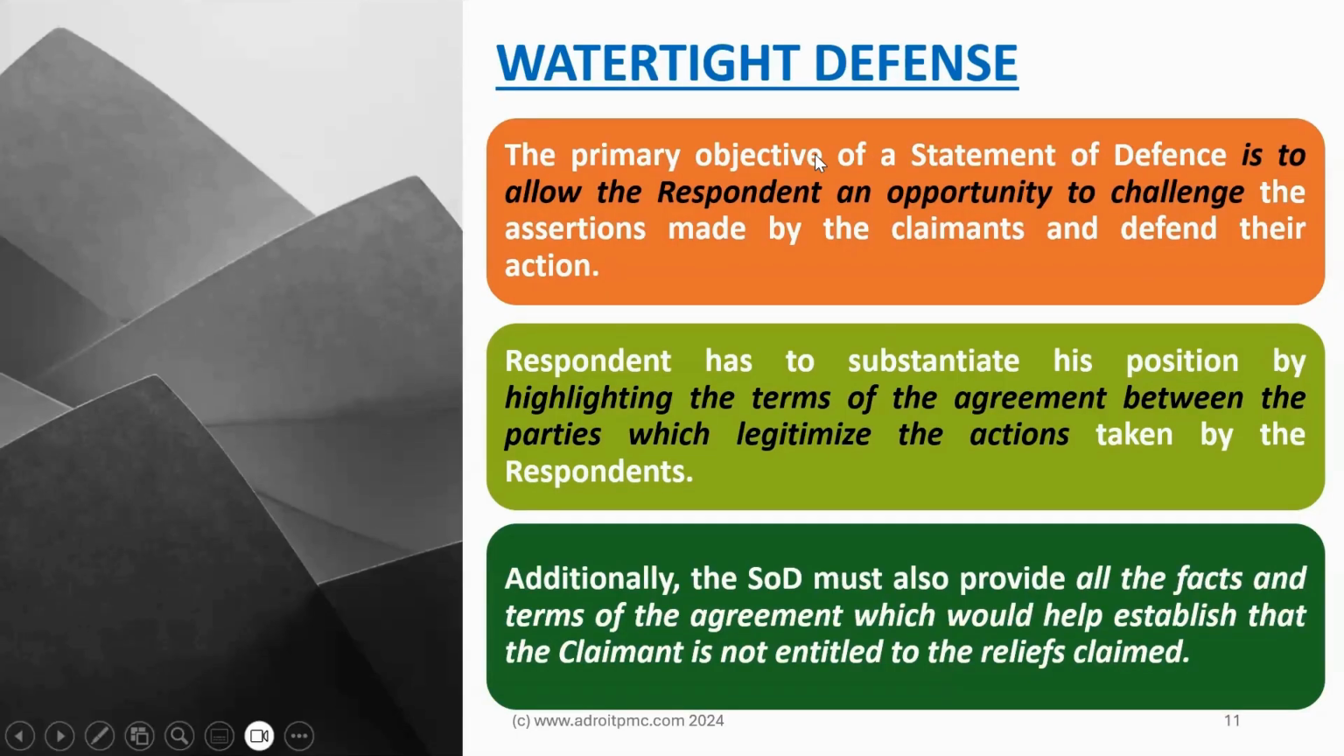Next is watertight defense. If you're submitting a statement of defense, you make sure that all the points are covered to make it a watertight defense. That is, the statement of defense is an opportunity for the respondent to challenge the statements or assertions made by the claimant and defend against their actions, that is, the claimant's actions.